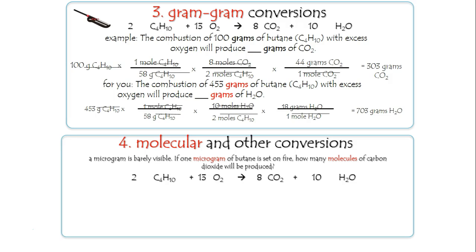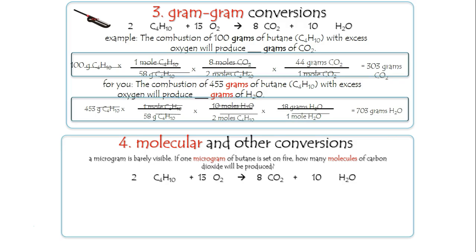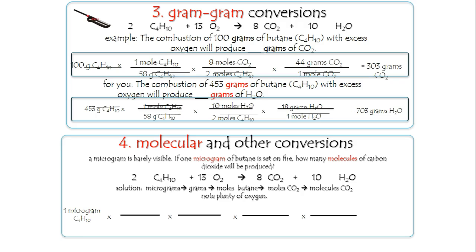Where do we start? With what we're given. So start with your microgram of butane and recognize that you need 1,000,000 micrograms to equal a gram. Now, if you were smart, you could have just said 10 to the minus 6 grams and skipped that step, but you get there either way. And how many? A gram of butane, well, you need 58 to equal a mole, so we have way less than a mole. And we want to know how many molecules of carbon dioxide will be produced.